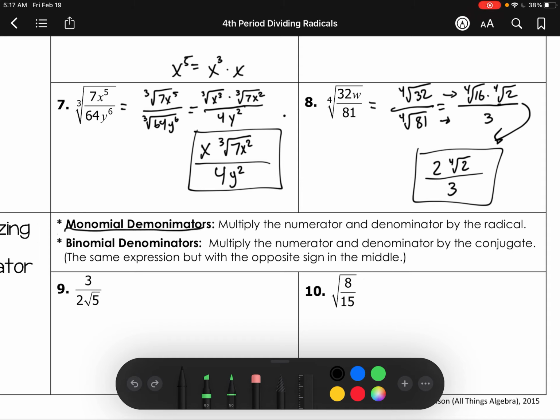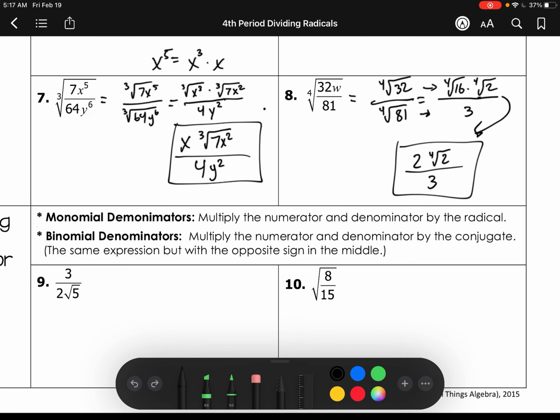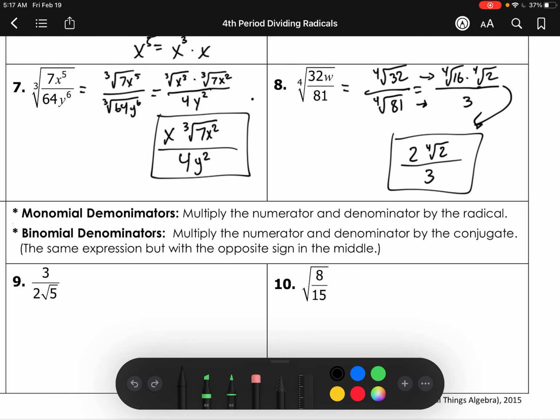So if we have a monomial denominator, meaning that it is just one term, for example, here would be a monomial denominator. You're going to multiply the numerators and the denominators by the radical. So that means that, so I can't simplify this any further, right? So that means that I'm going to multiply this numerator and this denominator by the radical, which is the square root of 5, right? I'm going to read the other case. So if we have a binomial denominator, we're going to multiply the numerator and the denominator by the conjugate, right? And this tells us that it's the same expression, but with the opposite sign in the middle. We'll see an example of that.